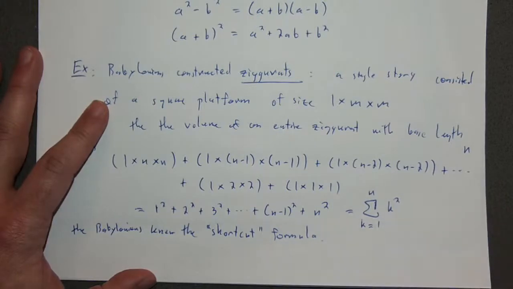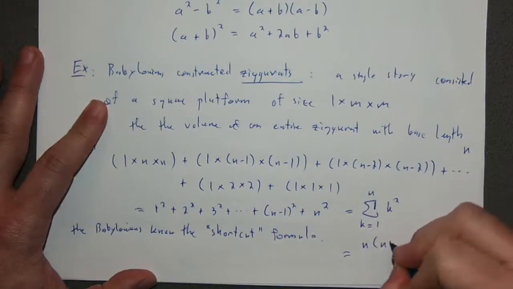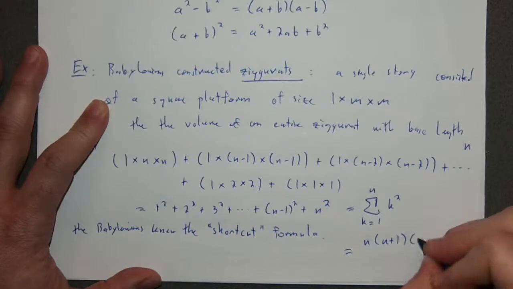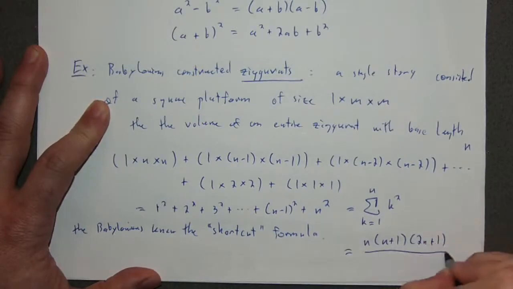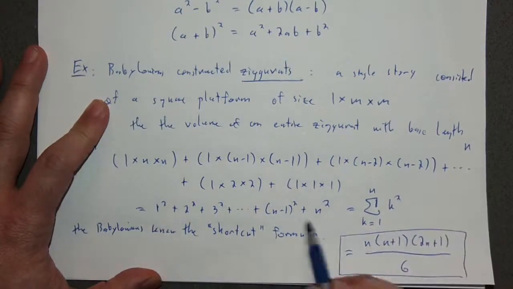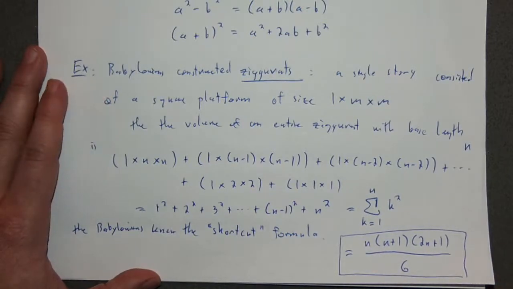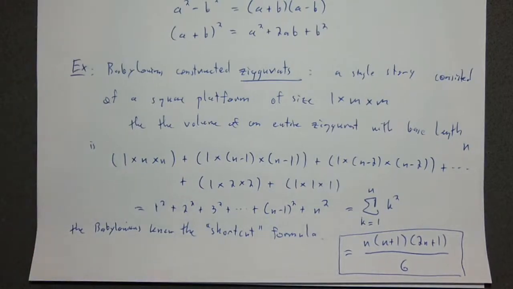So what is this shortcut formula? To compute this sum, you don't actually have to brute force compute it. What you could do instead is notice that this sum is actually equal to n times n plus 1 times 2n plus 1, all divided by 6. So you could square each of these things and add them together, or you could just do this quick multiplication. It will do the same thing. You can try it for a few. If you wanted to try this for n equal to 6, add all those and then just do it this way. You'll see you get the same answer. So Babylonians knew this shortcut formula.